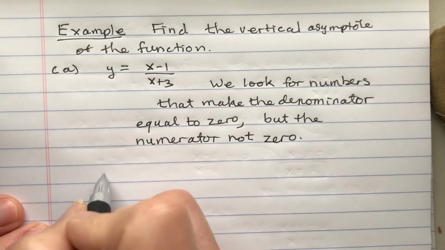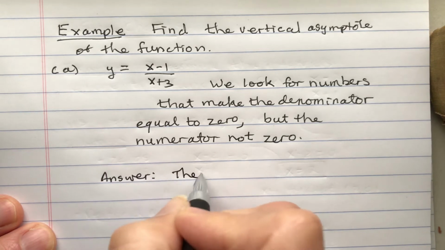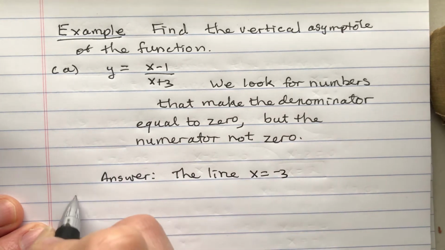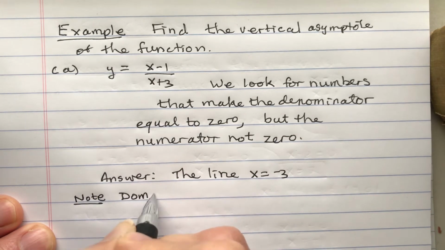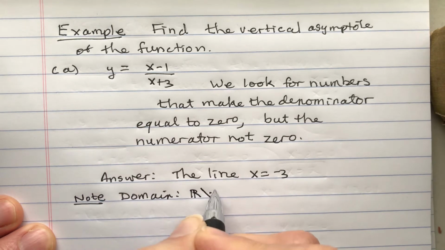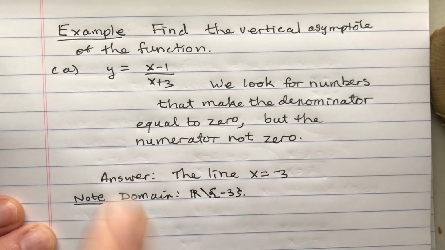So for the answer here, the line x equals -3. Note the domain is R take away -3. So vertical asymptotes go along with the question of what the domain is.